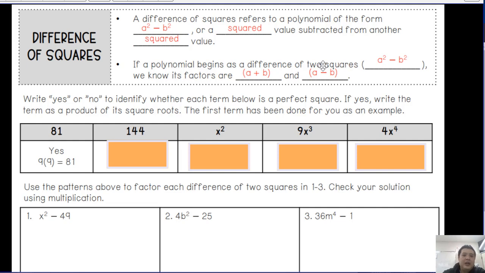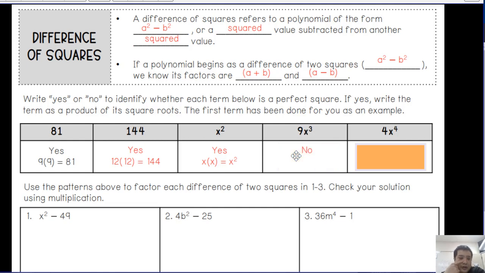So, 81 is a perfect square because 9 times 9 equals 81. 144 is also a perfect square because 12 times 12 is 144. X squared, well, x times x is x squared, so that is also a perfect square. 9x cubed, well, the x cubed, if we square root that, we would get a decimal there, so that's not a perfect square. 4x to the fourth, well, we have 2x squared times 2x squared gets us 4x to the fourth, so yes, it is a perfect square.